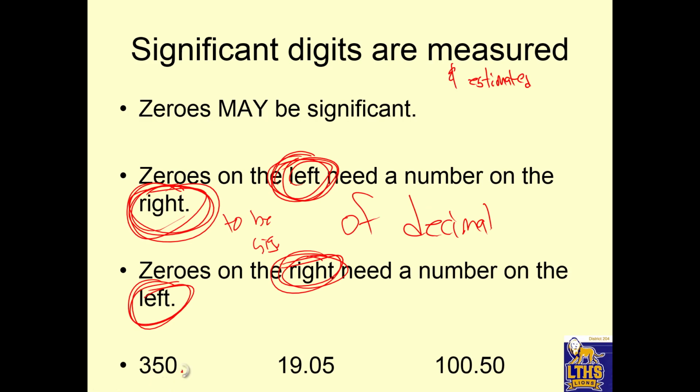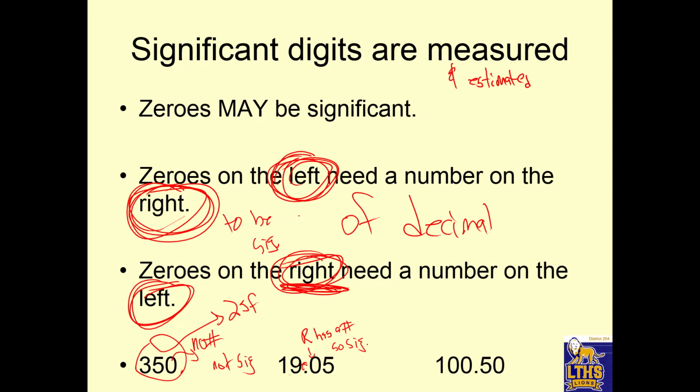Okay, so let's take a lookie. This is the decimal point. This is a 0 on the left. It needs a number on the right. No number. Not significant. So 350 has 2 sig figs. And the question is, how many significant figures does this one have? This is a 0 on the right side of the decimal. Zeros on the right need a number on the left. Hey, look, there's a number right there. It has it.